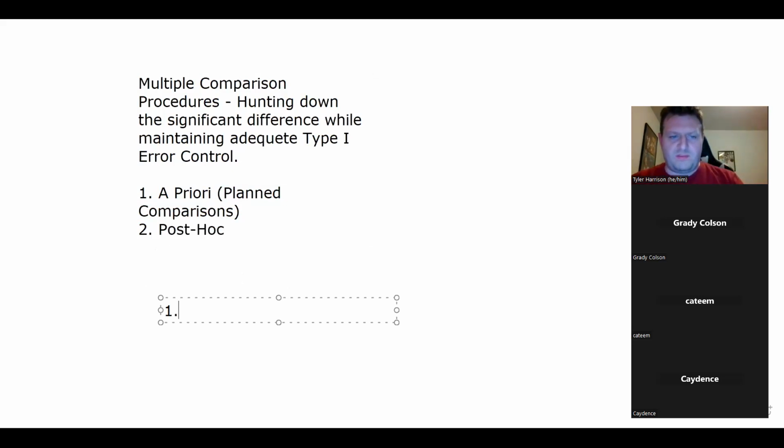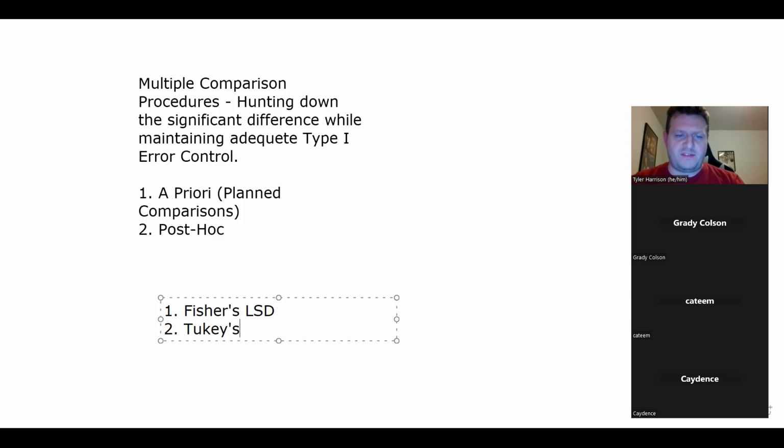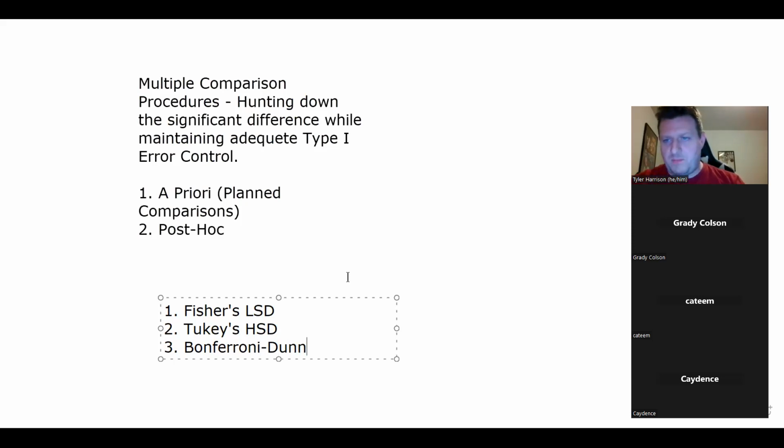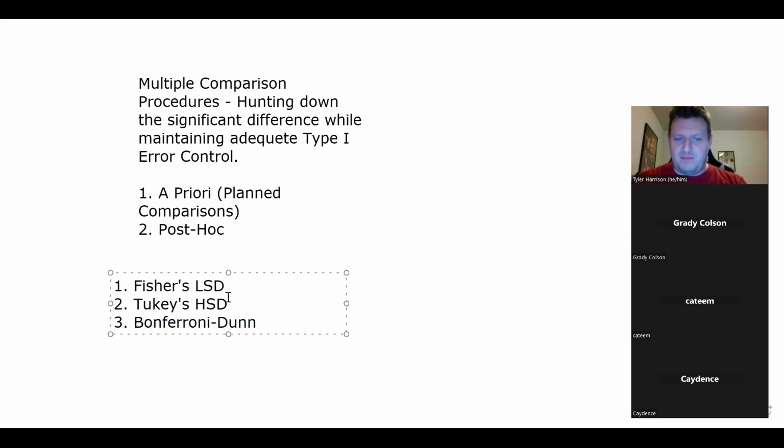All right. We talked about 3 kinds of multiple comparison procedures, but there are tons. And the 3 that we talked about are Fisher's least significant difference, or LSD. We talked about Tukey's honestly significant difference, or HSD. And we talked about the Bonferroni comparison, or the Bonferroni-Dunn comparison, depending on who you ask. All right. So these are different ways of doing multiple comparison.